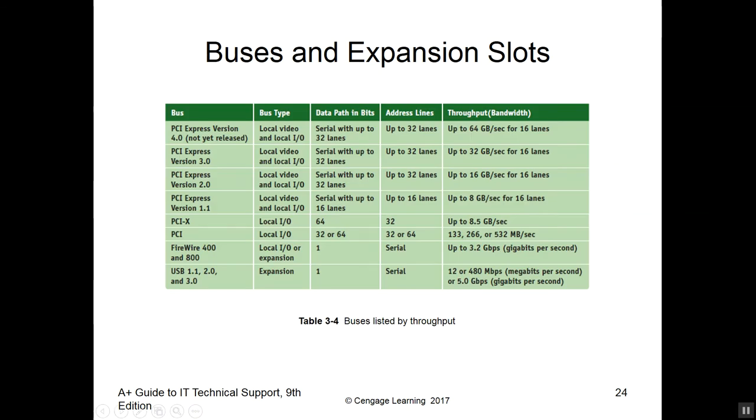Now, down at the bottom, we've got USB 1, 2, and 3. It's an expansion bus, one data path, and it's a serial address line. Depending on the version, we can get 12 or 480 megabits per second, being 1.1 and 2.0. When we kick up to 3.0, we're at 5 gigabits per second. That's significant compared to other ways to connect to a system externally.